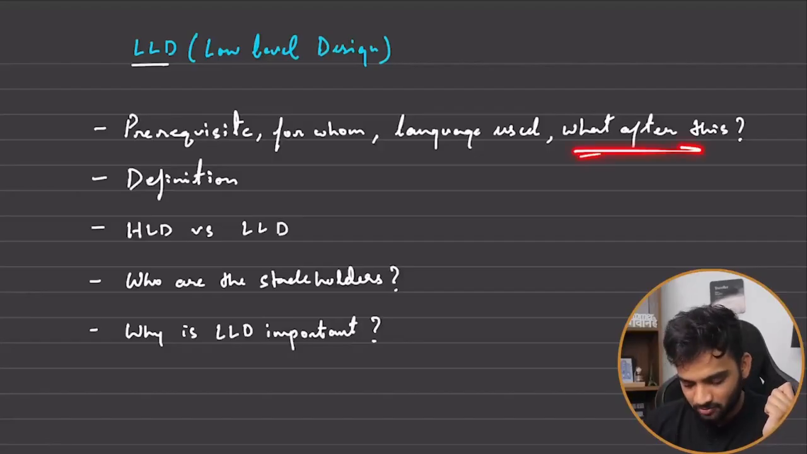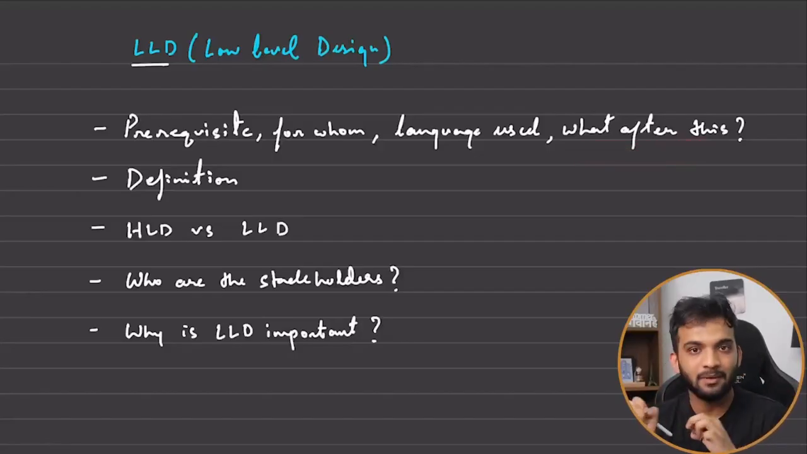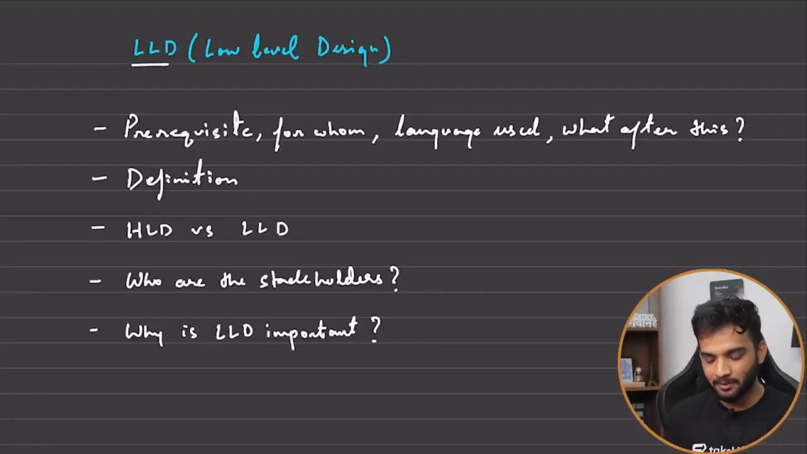What after this? Once I've done this low level design playlist, what should I do to understand more or get into more depth? I'll be covering this in absolute depth.